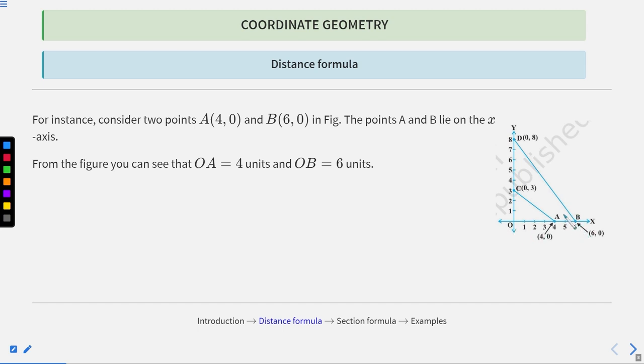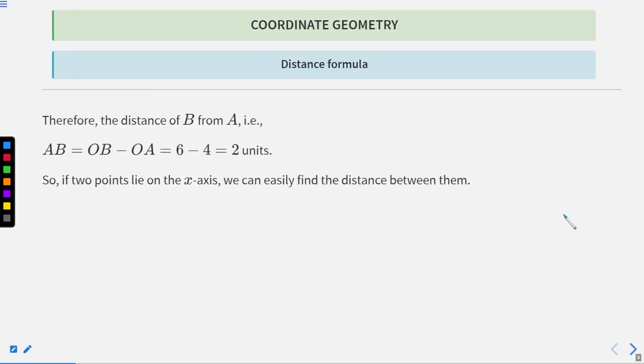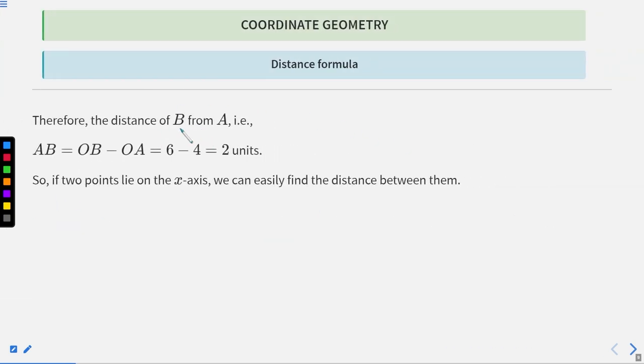Okay, so how can we find it? The distance of B from A, that is AB, is equal to OB distance minus OA distance, that is 6 minus 4, and this is equal to 2 units. So if 2 points lie on the x-axis, then we can easily find the distance between them.